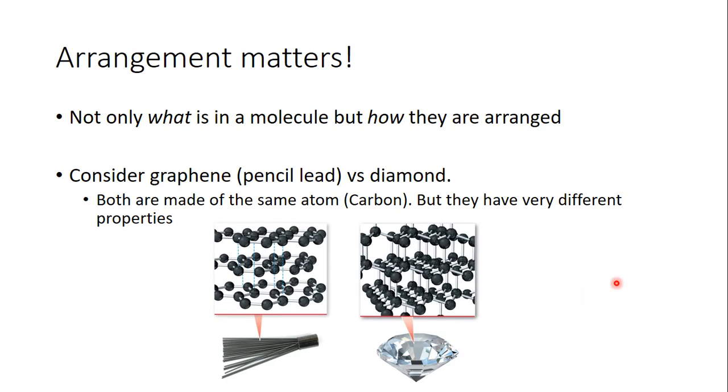Now, for molecules, it doesn't matter just what's in the molecule, but it matters how these atoms are arranged. And the best example of this is if you compare graphene or pencil lead to diamond. Both of these molecules are made of the very same atom, carbon. That's all they are. They're carbon. However, they have vastly different properties because they are bound in different ways. Soft graphene versus hard diamond, the main difference is an extra covalent bond.